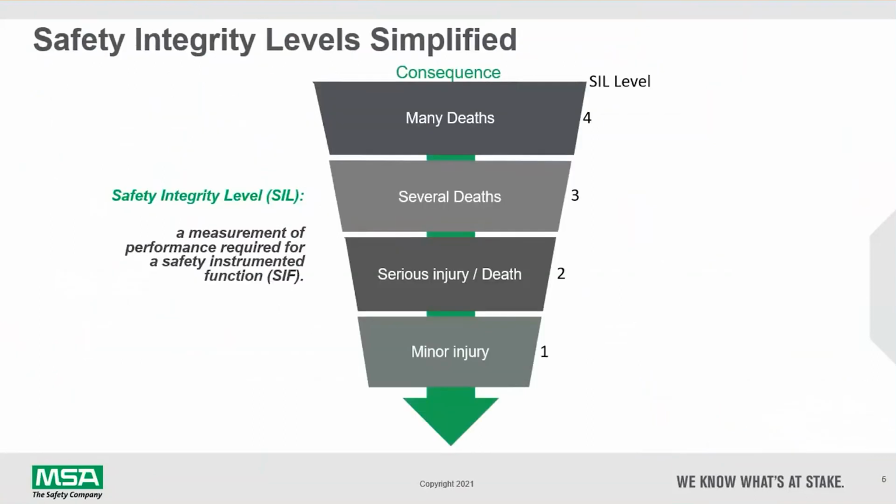So as far as the safety integrity levels, let's just take a look at the simplified version of those safety integrity levels. So there are 4 separate levels, and they are essentially based upon consequence. SIL level 4 is many deaths, SIL level 3, several deaths, SIL level 2, serious injury or death, and SIL level 1, minor injury. Now, what is a safety integrity level? Well, the definition is a measurement of performance required for a safety instrumented function.